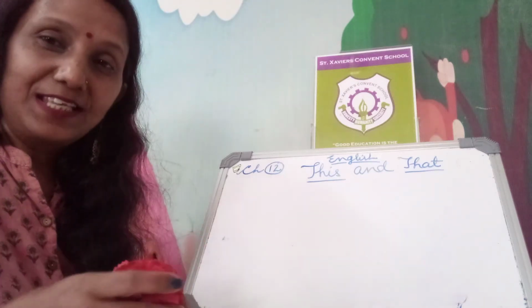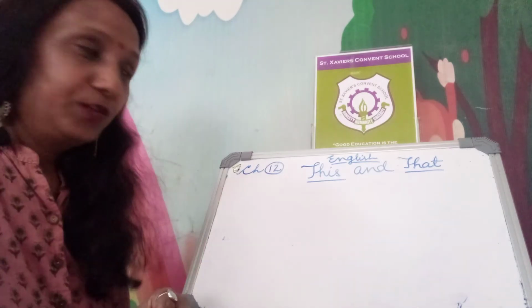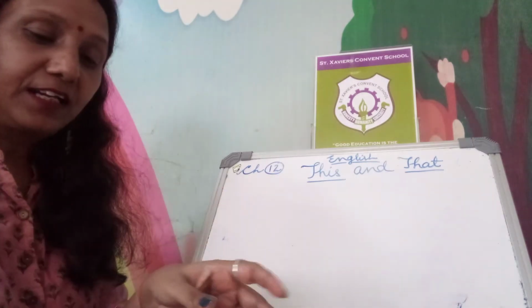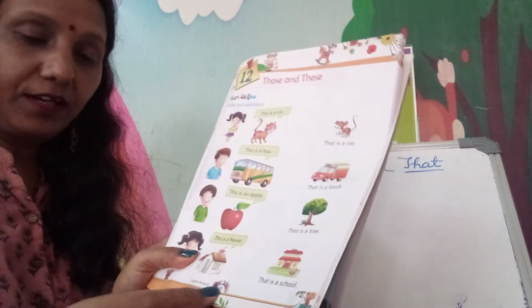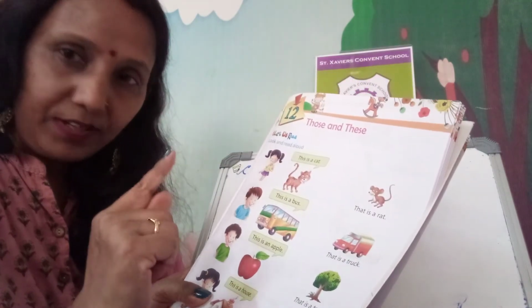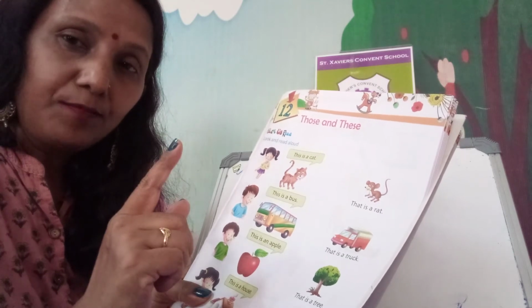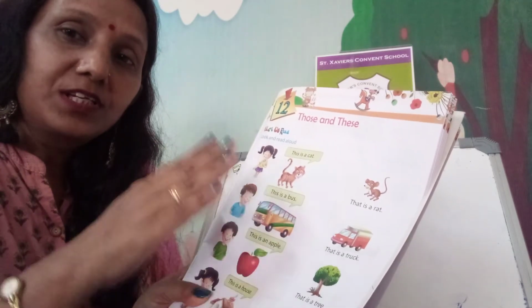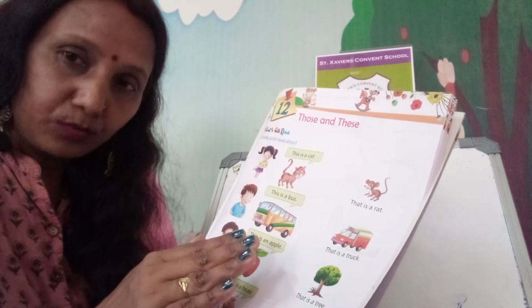Today we will study the subject English, topic "this and that." See page number 61, chapter number 12. Chapters number 10 and 11 are not coming in your half yearly exam as per DM order. We have just reduced your syllabus, okay?